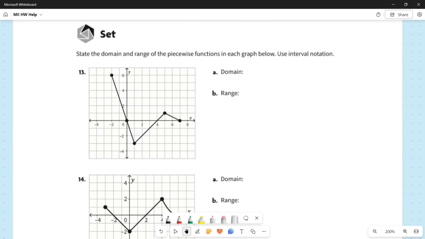Moving on to the set section. Directions for the first couple problems here say, state the domain and range of the piecewise functions in each graph below. Use interval notation. And the next question that's assigned is 13.